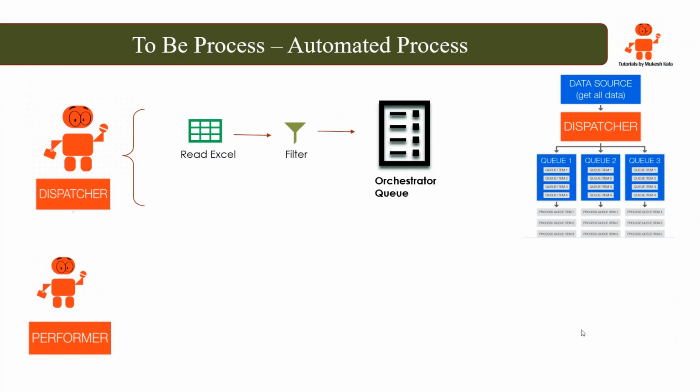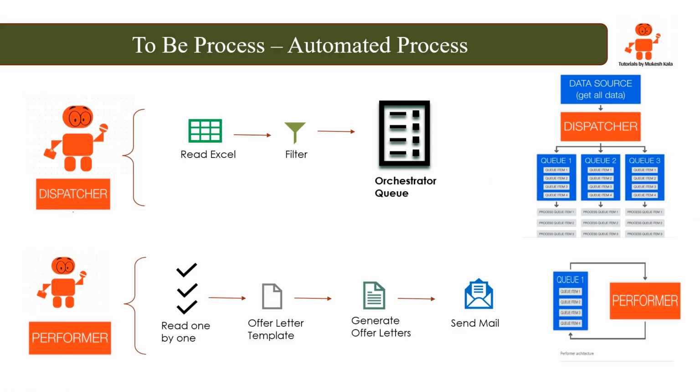Okay, if I go back to our process, this is the dispatcher part which we have done. We have read the Excel, filtered the candidates, and added the items to the orchestrator queue, right? So that is all for the dispatcher part of this robot. I hope you are able to follow along with me. If that is the case, let's see you in the next video where you will be coding the performer and we will complete this automation.